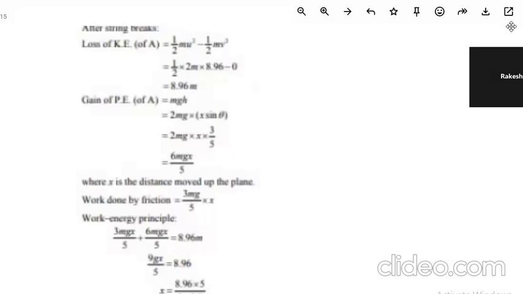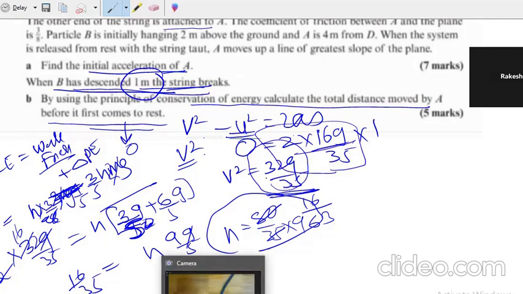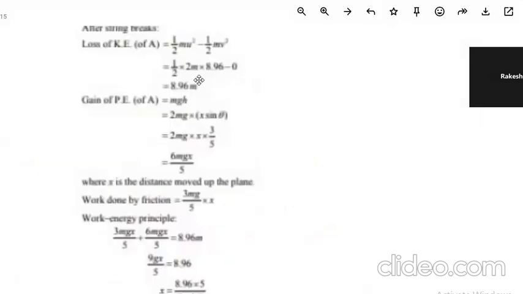8.96. Actually, that's the same thing. I'm using 32. What he should have done is v squared minus u squared, this is 32, right? So 32 by 35, 32g by 35, and so that would be half. Yeah, this is h. He's taken h instead of x.